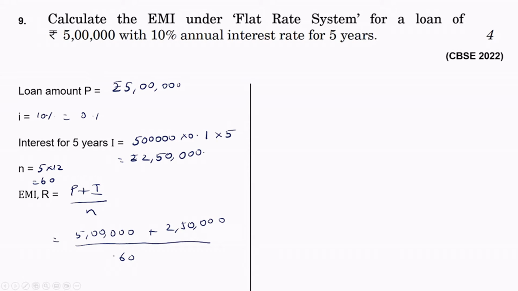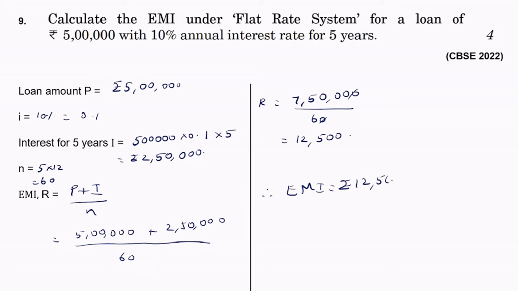So this is 7,50,000 upon 60. When we simplify, it is 12,500. Therefore, EMI is equal to rupees 12,500. So this is the EMI using flat rate system.